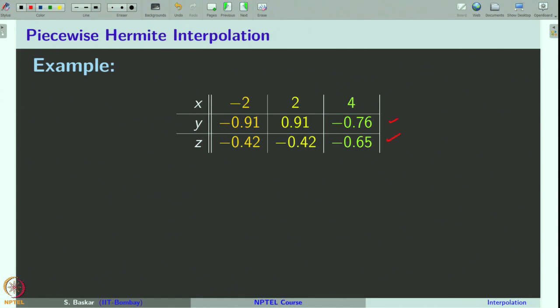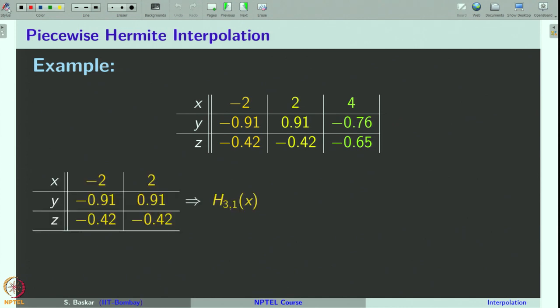Well, as a next example, let us consider three nodes and the corresponding function values and the values of the derivative. Again, I have taken these values from the sine function with two digit rounding. Note that with this data set, we can obtain the fifth degree Hermite interpolating polynomial, but my interest is to obtain the piecewise cubic Hermite interpolation. For this, let us first give the data set in two pieces.